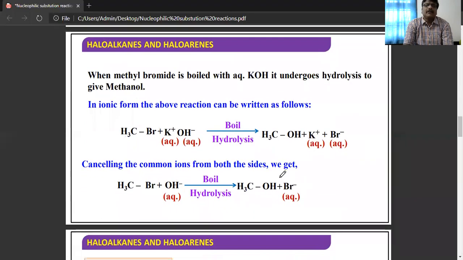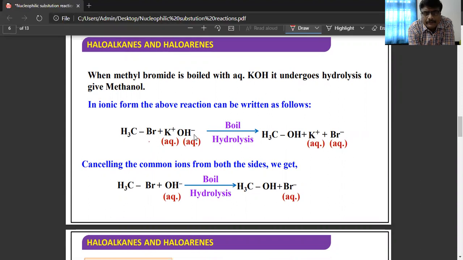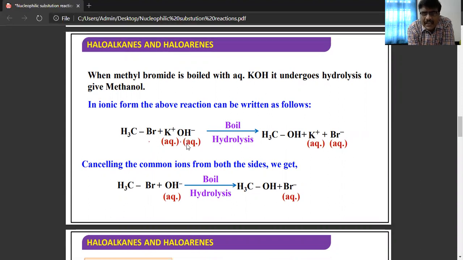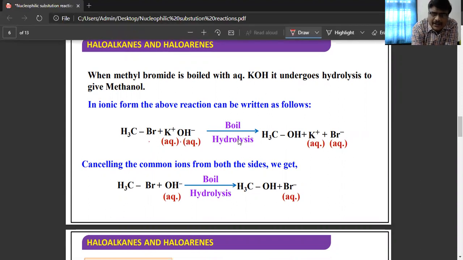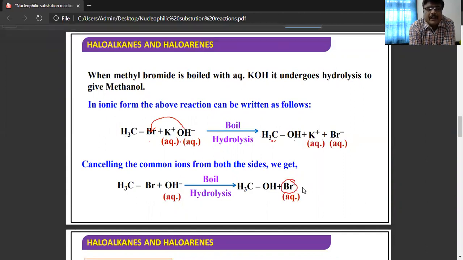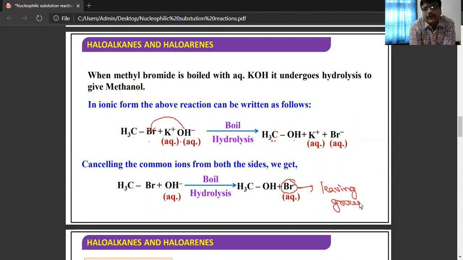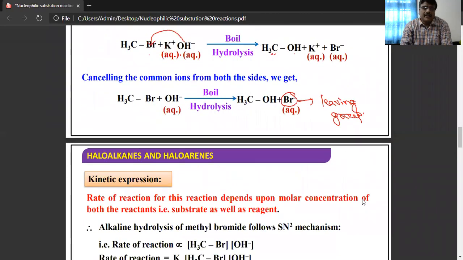So what is happening here? This is methyl bromide. It is reacting with aqueous KOH. It is undergoing hydrolysis, so this OH is replacing the bromine. It is forming methyl alcohol or methanol plus potassium bromide. Ultimately, the bromide ion will be coming out in the form of a leaving group.